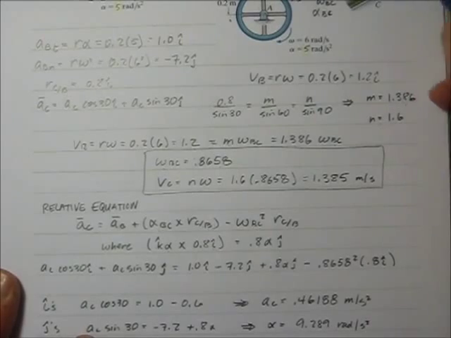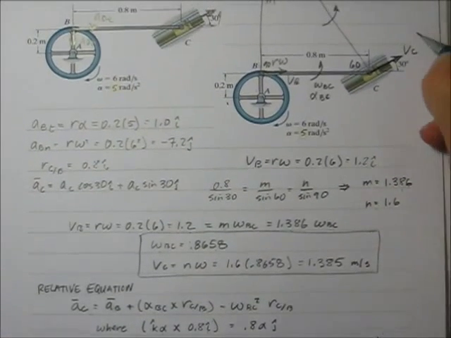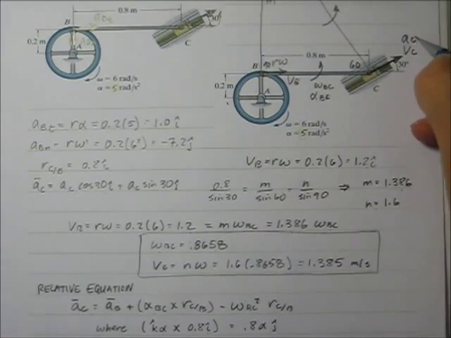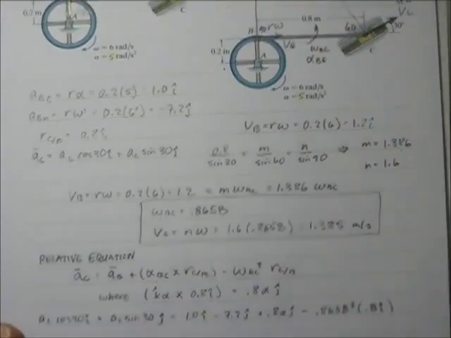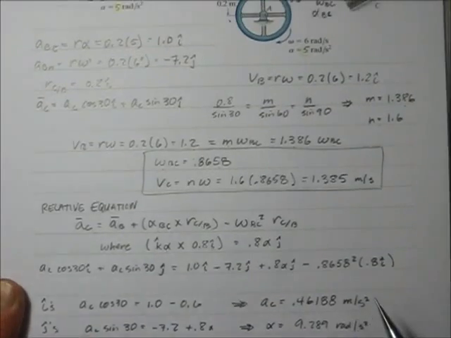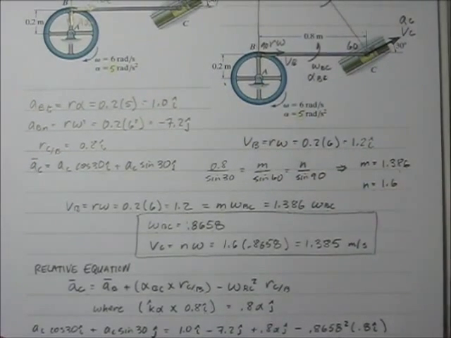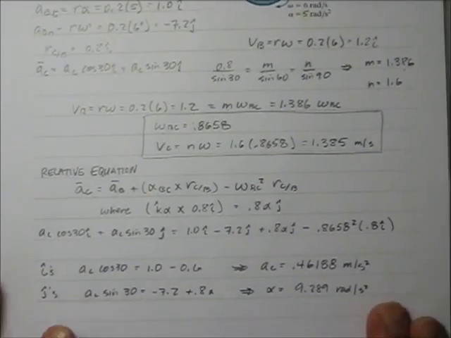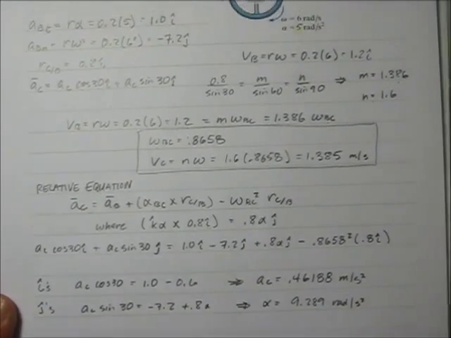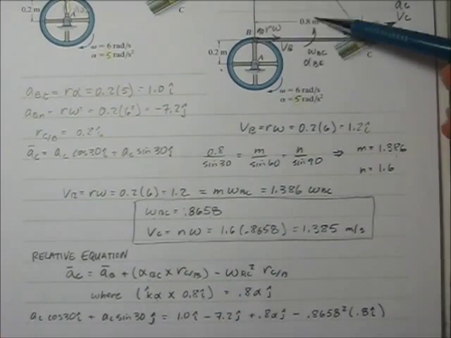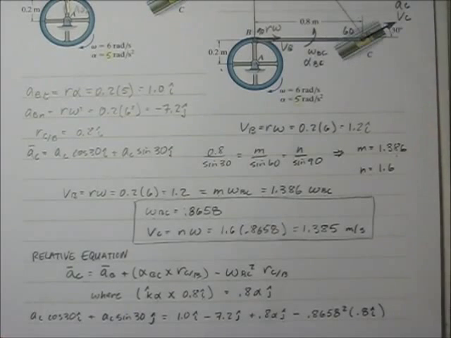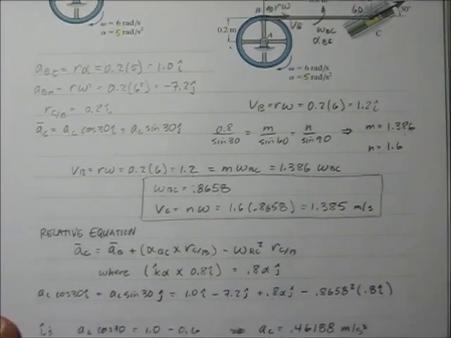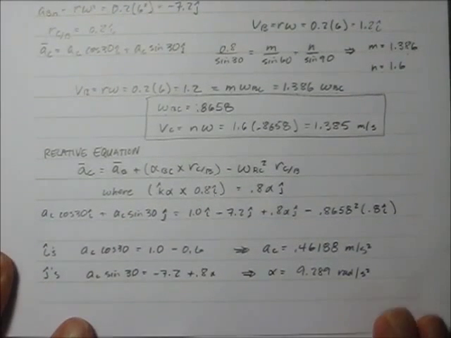I defined the acceleration of C as going in that direction. I solved for it, got a positive number, so it is indeed accelerating up the hill in that direction. All right, what about the alpha term? Alpha of BC, which is right here, I defined as positive going in that direction, the counterclockwise direction. So let's solve for that in my equation.